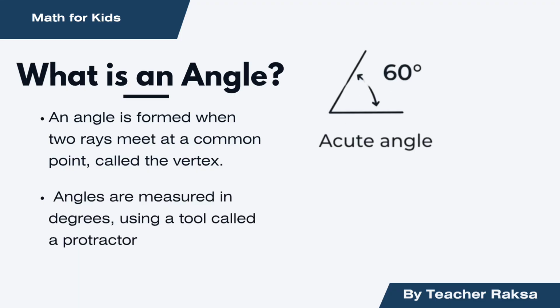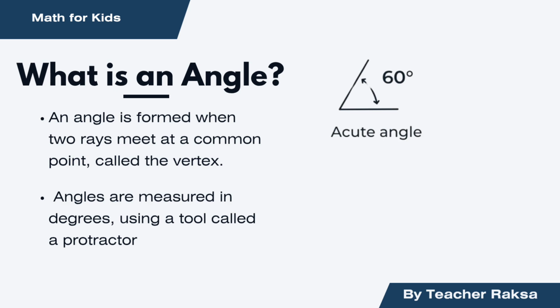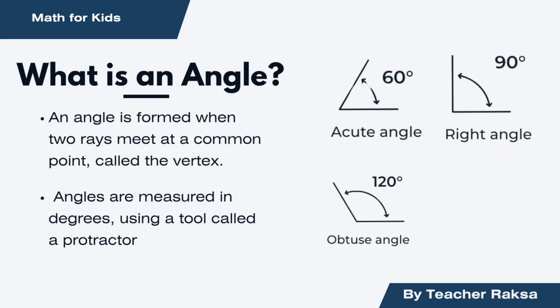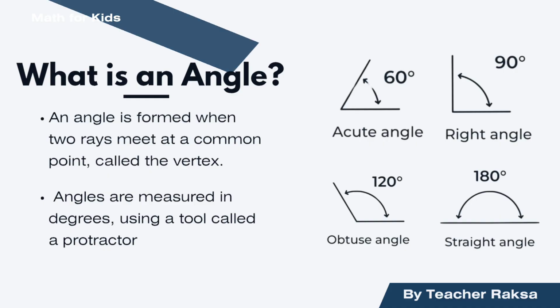Now let's look at the different types of angles. An acute angle is greater than 0 degrees but less than 90 degrees. A right angle is exactly 90 degrees. An obtuse angle is greater than 90 degrees but less than 180 degrees. A straight angle measures exactly 180 degrees. It looks like a straight line.